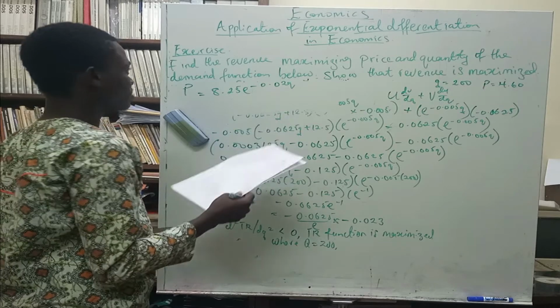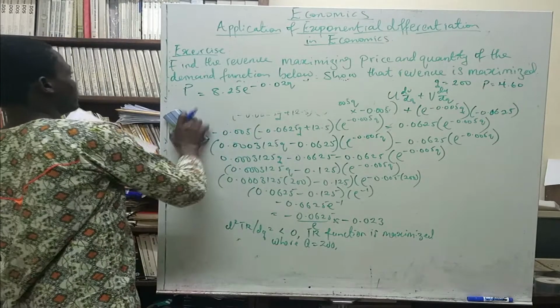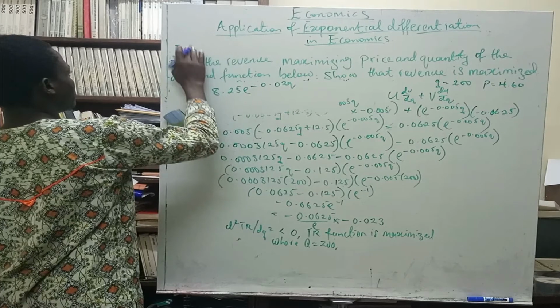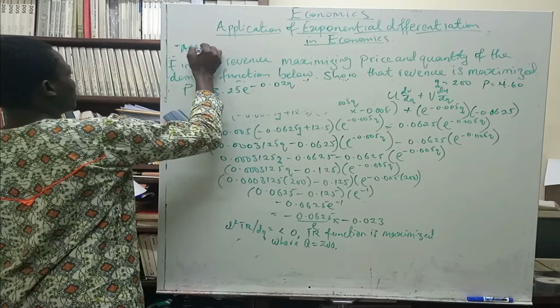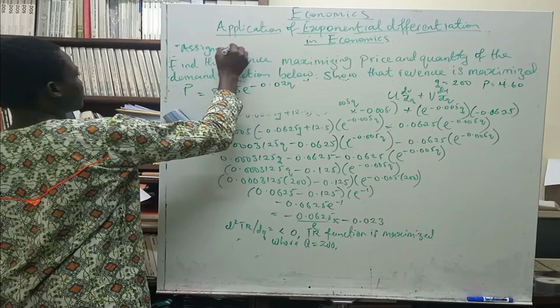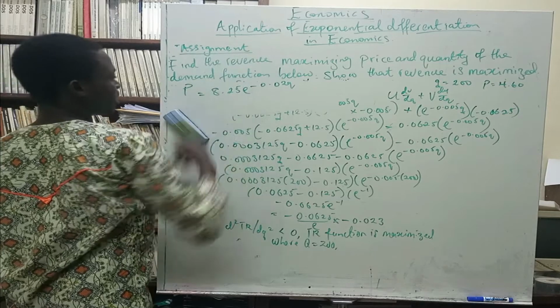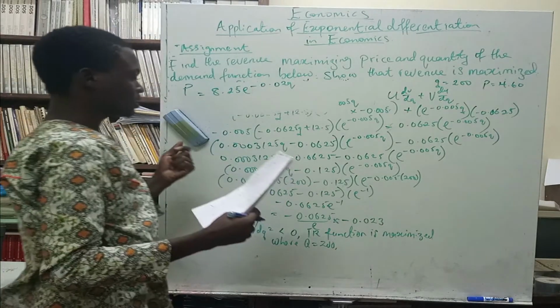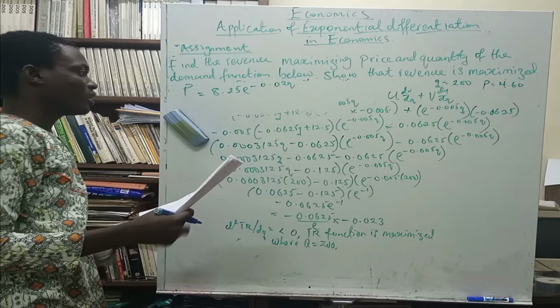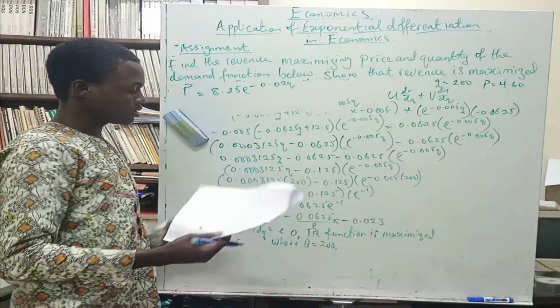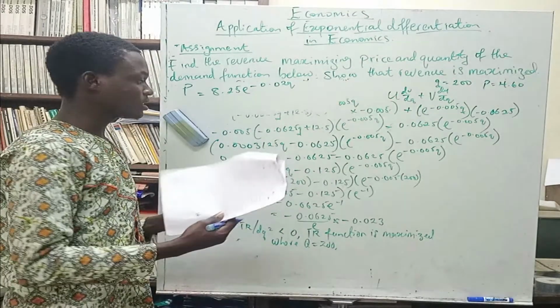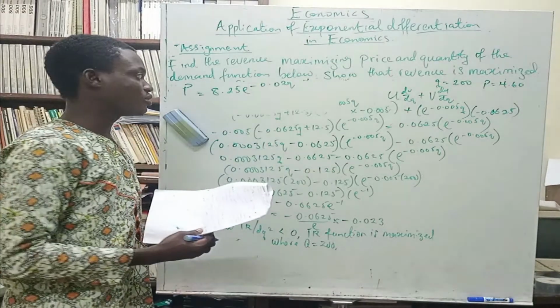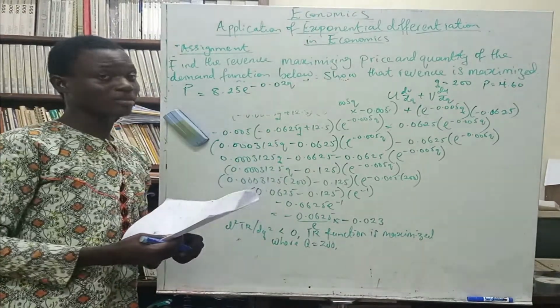So this is the assignment. You can just put whatever you've obtained as the maximizing quantity in the comment section. Just the value of your quantity and price, and also tell us if the revenue function is maximized or not, and why.